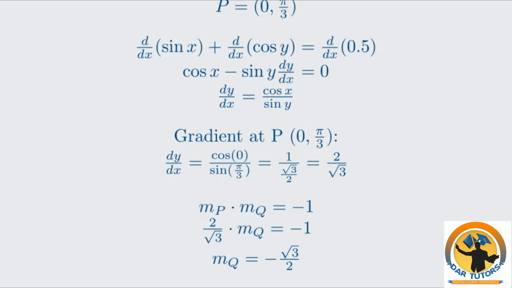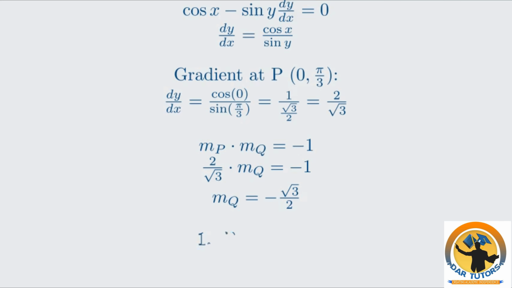We can set up a system of equations. From the gradient condition, we have cosine x over sine y equals negative root 3 over 2. From the curve equation, we have sine x plus cosine y equals 0.5. Solving this system requires some trigonometric manipulation. From the first equation, we can write cosine x equals negative root 3 over 2 times sine y. Substituting this into the second equation gives us negative root 3 over 2 sine y plus cosine y equals 0.5.